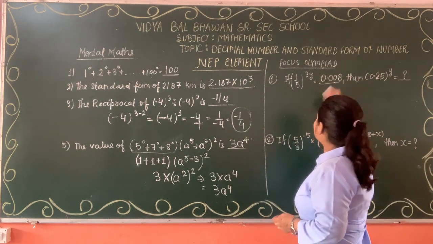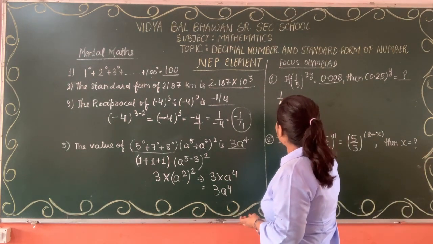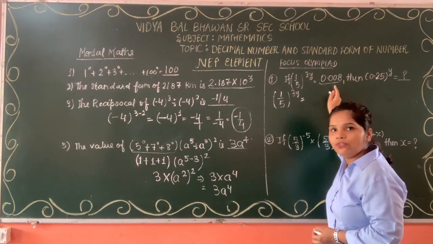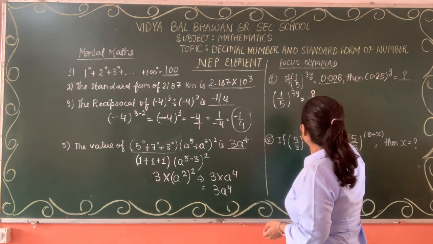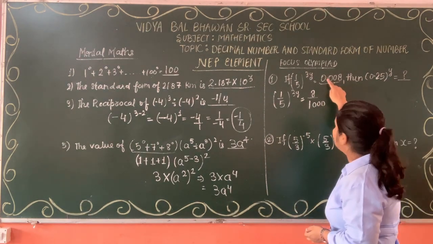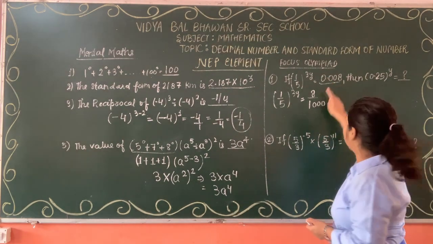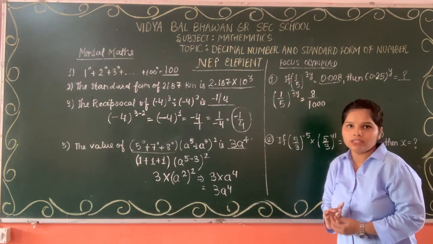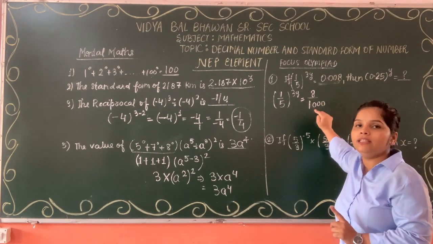We will change this one first into exponential form. How can we do that? 1 upon 5 raised to the power 3y. Change this decimal number into a fraction. When you change it into a fraction, it will be 8 divided by 1000. How 1000? You can see the decimal is here. If you want to remove this decimal, we need to write something in the denominator. 1, 2, 3. There are 3 decimal places, so we are writing 1000. I hope this much is clear. We just have changed this decimal number into a fraction.